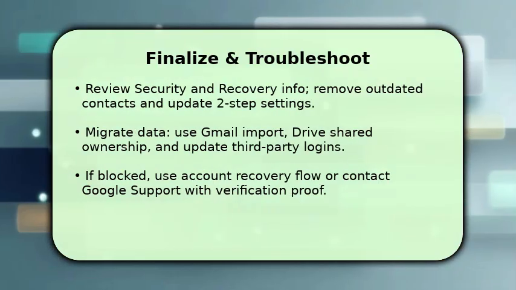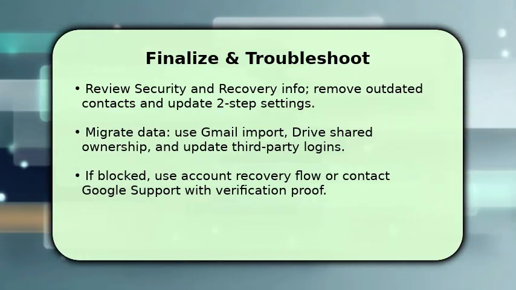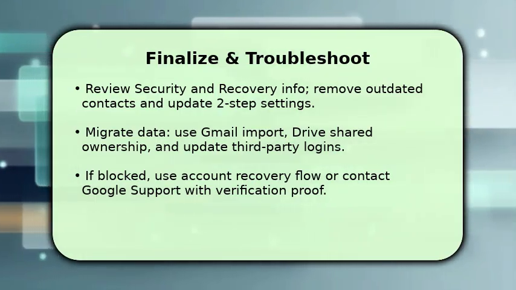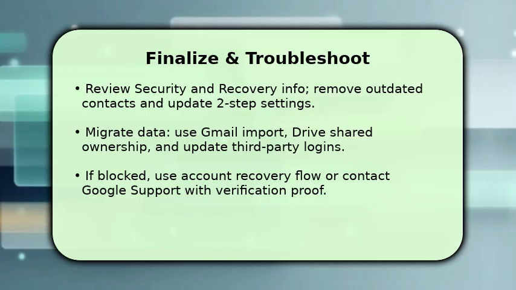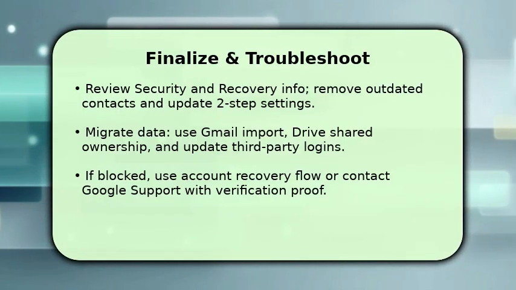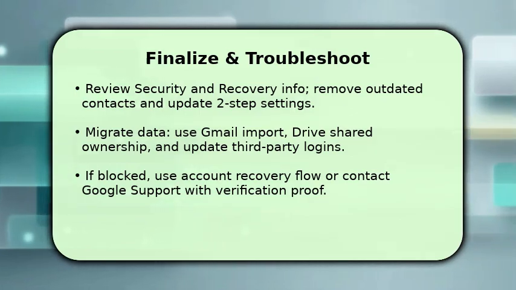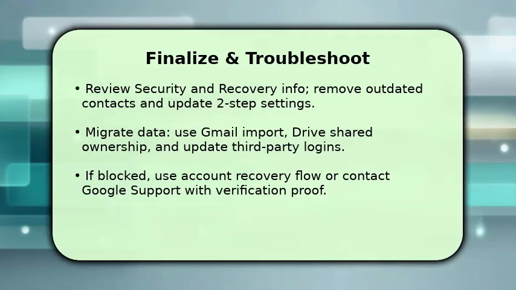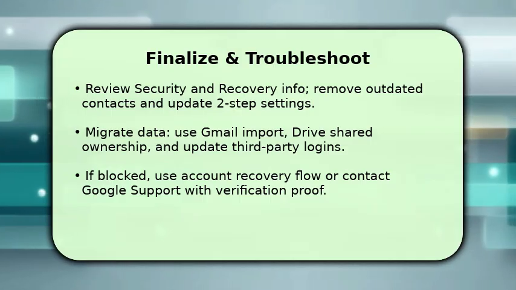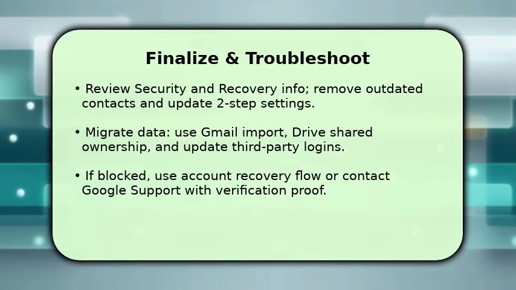You finish by reviewing security and recovery settings to make sure the new address is listed, two-step is active, and old contacts are removed. Then migrate data. Import mail via Gmail's import feature, transfer Drive files by changing ownership or using Takeout, and update any third-party logins that use the old email. If you encounter errors or account blocks, run the account recovery flow, provide verification details, and contact Google support if necessary. This ensures a clean, secure transition.